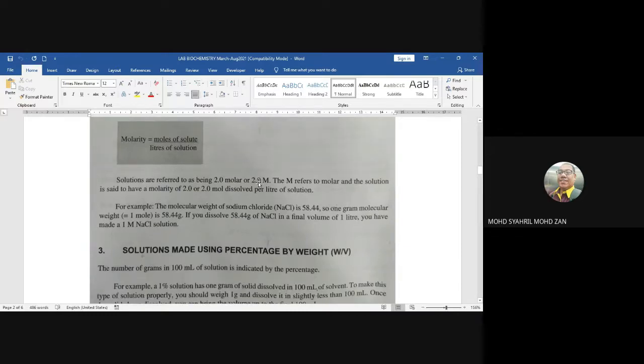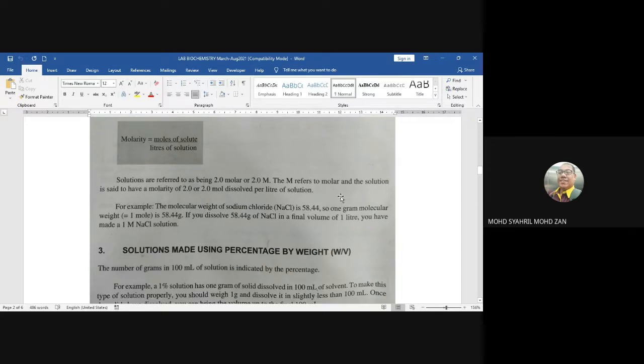Solutions are referred to as being 2.0 molar or 2.0 M. So the capital M is molar. This is not molarity, it's molar. The M refers to molar and the solution is said to have a molarity of 2.0, or 2.0 moles dissolved per liter of solution. That's the meaning of 2 M, or 2 molar.